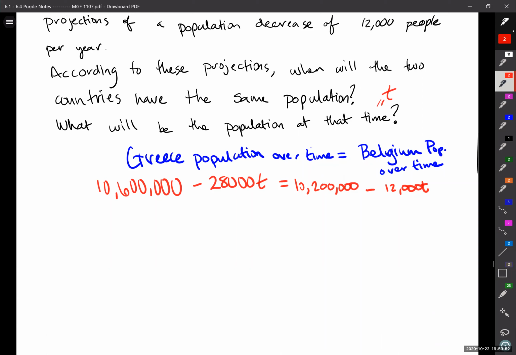Now we have an equation. How many variables are in this equation? 1. So you can solve an equation in one variable using our algebra. Take a moment to solve this equation to get t and type your answer in the chat.